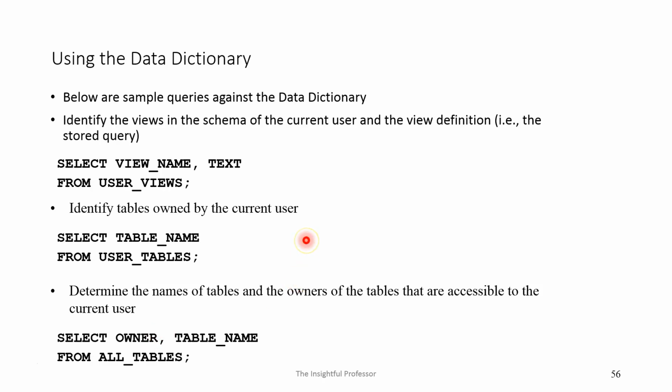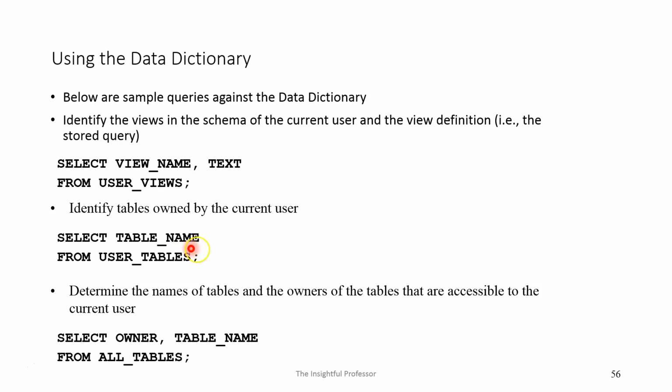Here are a couple of examples of queries we might run against the database to use the data dictionary. Here we're selecting the name of a view and the text. The text is the stored query. We've not yet really talked about views. We'll talk about that later. But the idea is if I want to see what the definition of a view is, and it's a view that I own because it's in user views, I can run this query and I can get definitions of the views that exist within my schema or the views that I own.